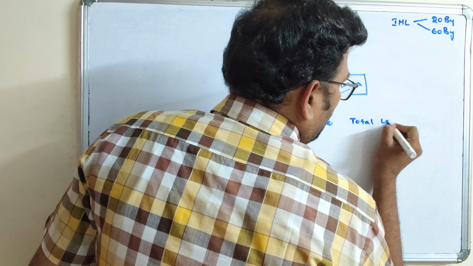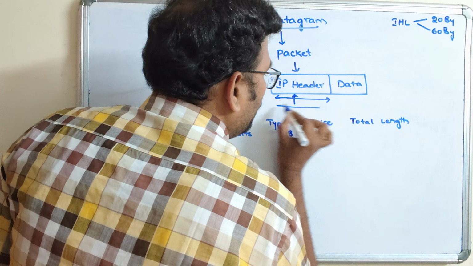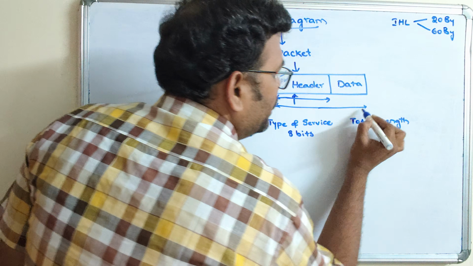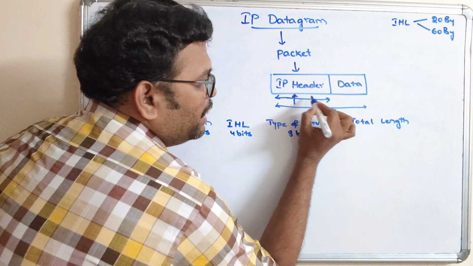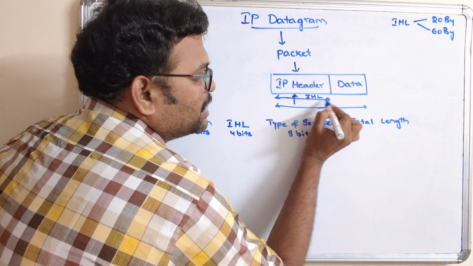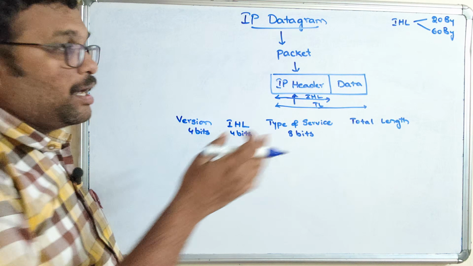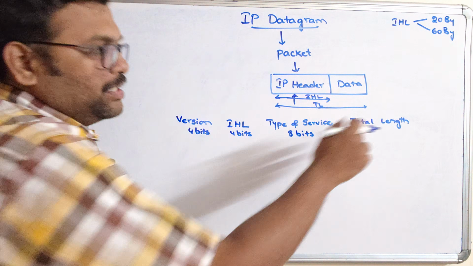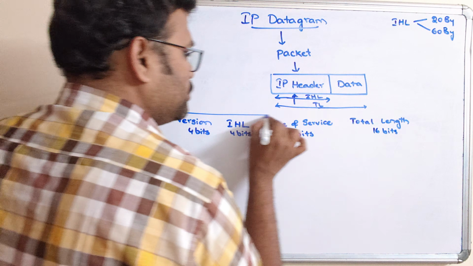Next one, total length. This total length means the complete length of the IP header as well as data. This is the IHL, and this is the total length. The total length means the complete header as well as the data. To represent this total length, it requires 16 bits.